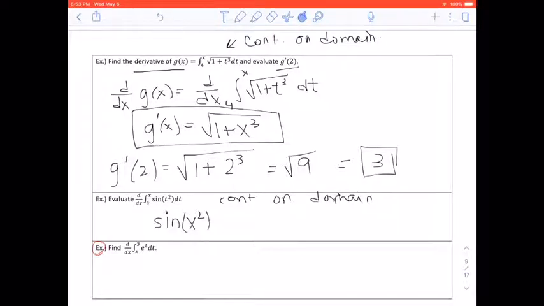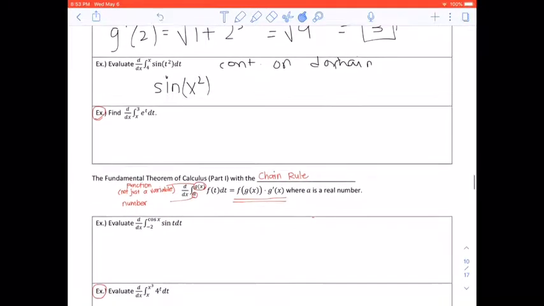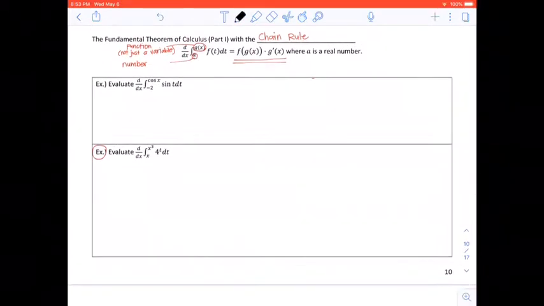The next example we will look at together. I want you guys to realize that those limits of integration are written with the variable first and the number second. So think about how that might be handled. The next part that we have is the fundamental theorem of calculus, part 1, but using the chain rule. And this could have been extended onto the first page and been presented in that way.